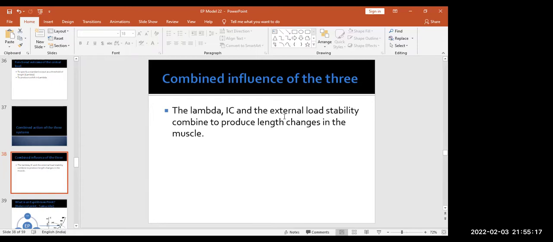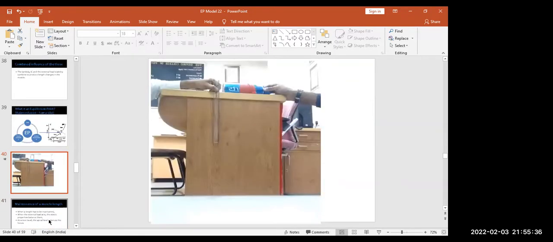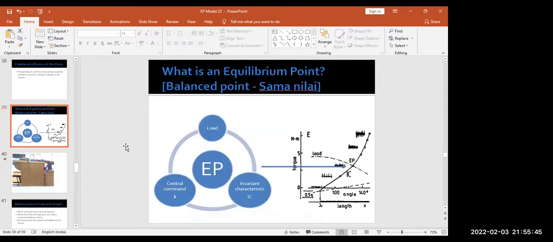Now, whenever we move, we may be moving our own limb or we may be moving an external load. So all these three are going to come together and interact. You saw in this particular experiment that once the object was suspended, it took its own position. So that position is called an equilibrium point. Now, what's the equilibrium point?